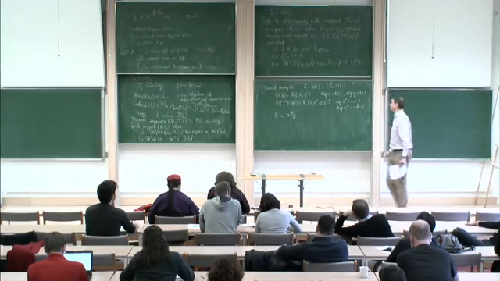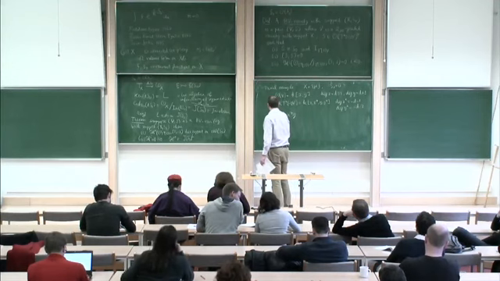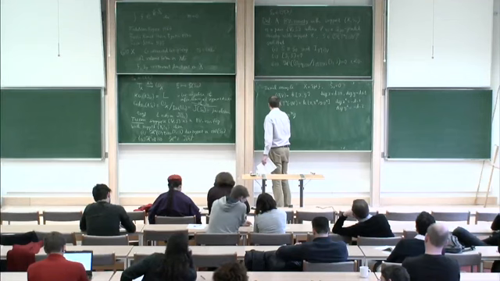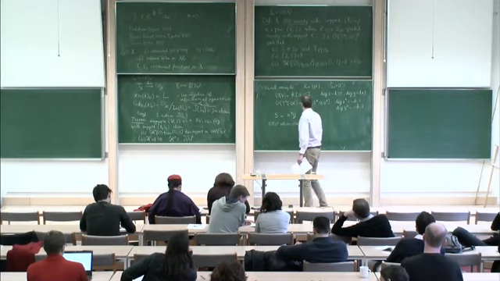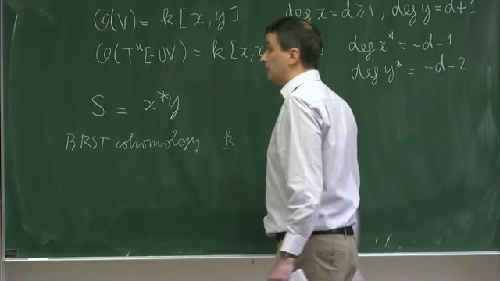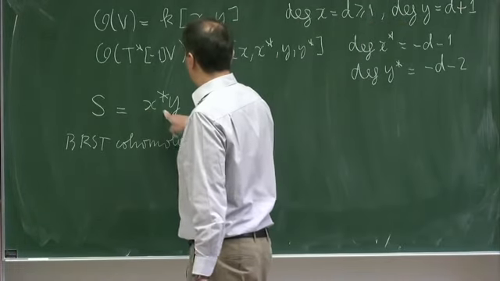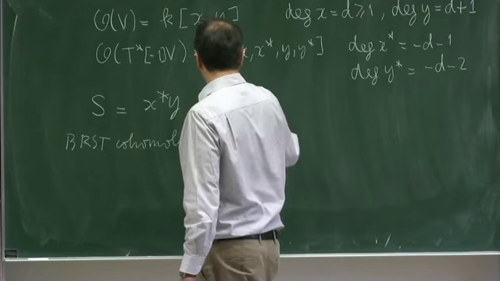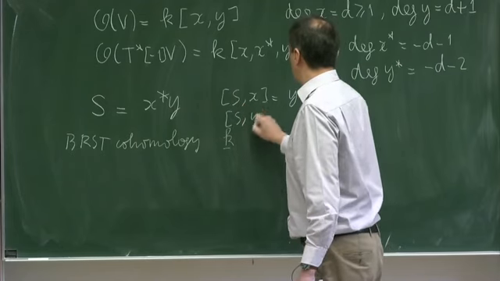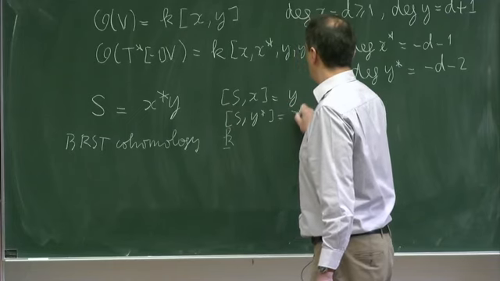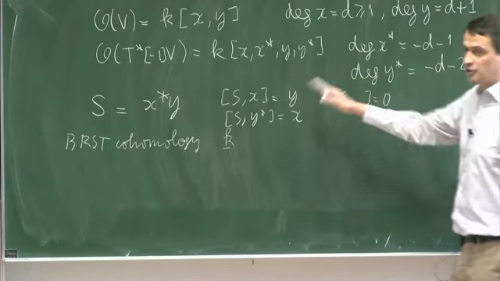So this is an example, and it's a trivial example. It has zero cohomology, so it's acyclic. So the BRST cohomology is just concentrated in degree 0 by the constant sheaf. So why is that? Because if you take S of x, this will be y, maybe up to signs. S of y star is equal to x. And S of the rest is 0. So the cohomology is completely trivial in this case.